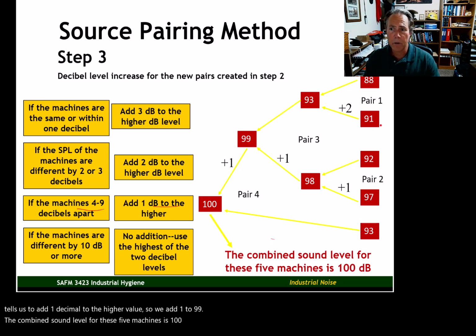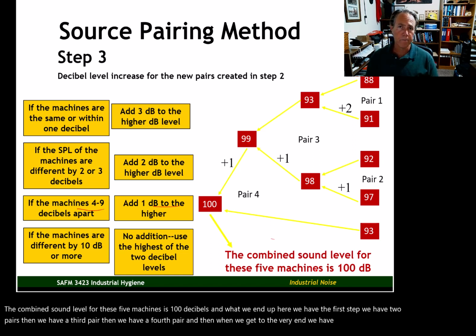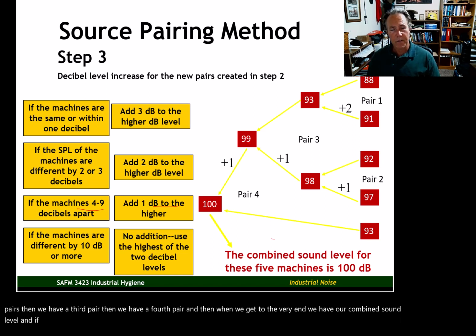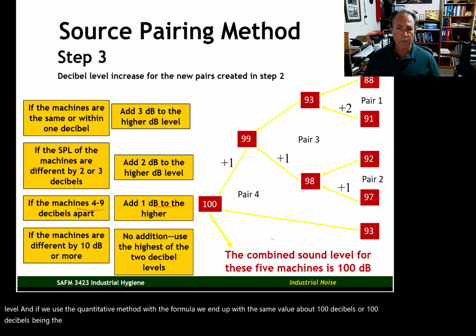And what we end up with here is the first step, we have 2 pairs, then we have a 3rd pair, then a 4th pair. And when we get to the very end, we have our combined sound level. And if we use the quantitative method with the formula, we end up with the same value, about 100 decibels, being the combined sound pressure level for these 5 machines.